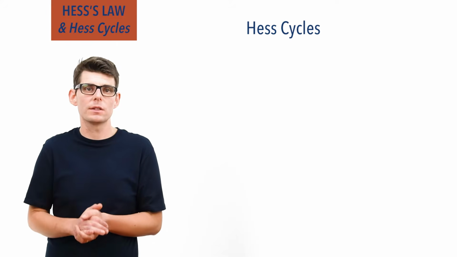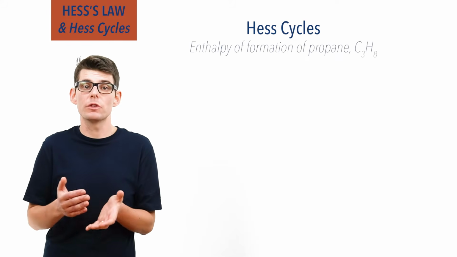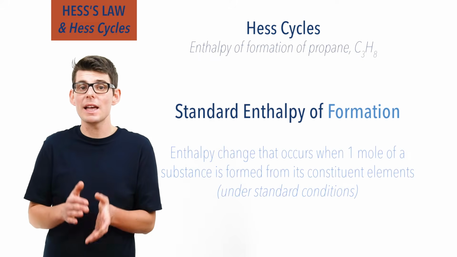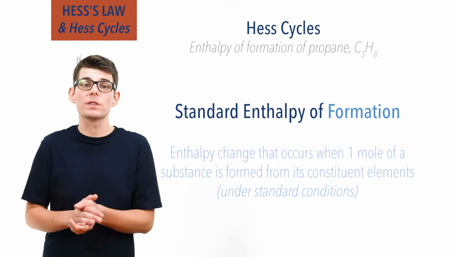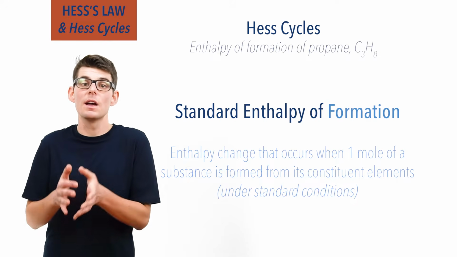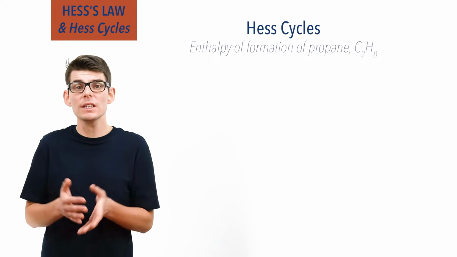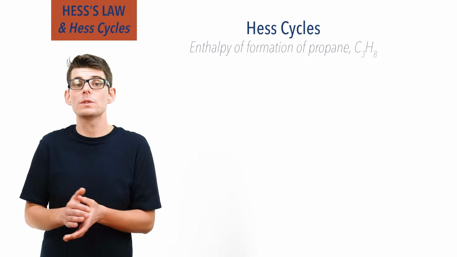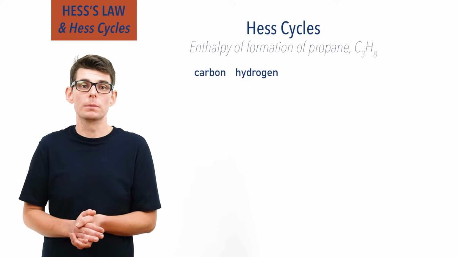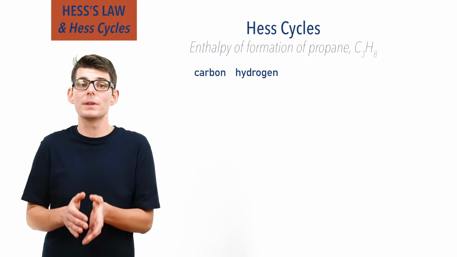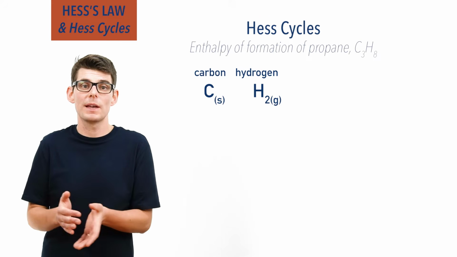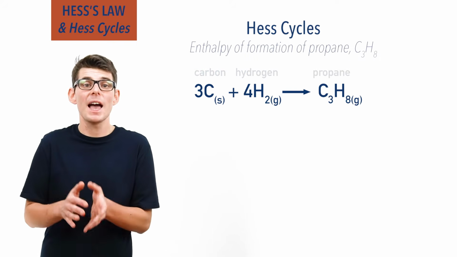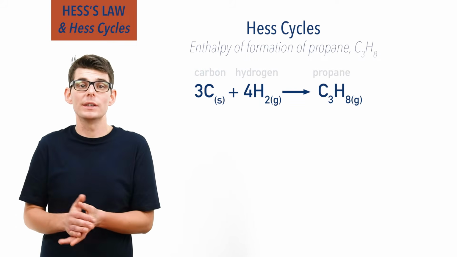Let's look at a specific example, the standard enthalpy of formation of propane, C3H8. The standard enthalpy of formation is the enthalpy change that occurs when 1 mole of a substance is formed from its constituent elements under standard conditions. Constituent elements refer to the elements that make up a compound. The constituent elements of propane are carbon and hydrogen. Under standard conditions, carbon is a solid and hydrogen is a gas, H2 molecules. To form 1 mole of propane, 3 moles of solid carbon and 4 moles of hydrogen molecules are needed.